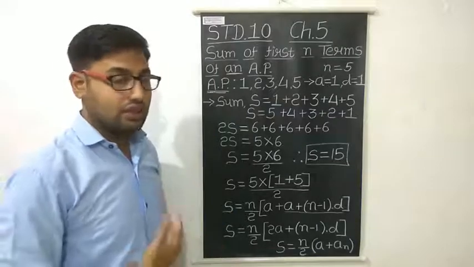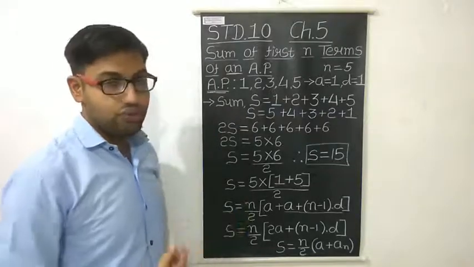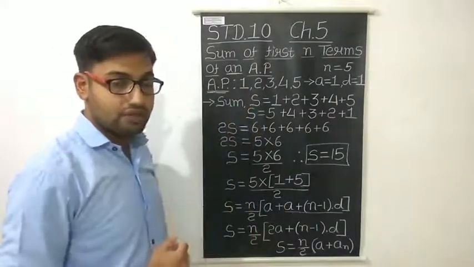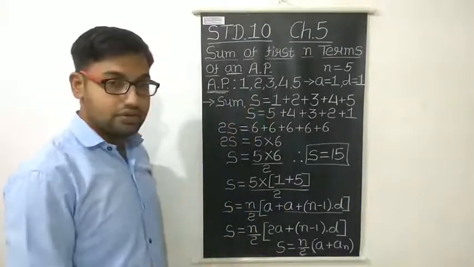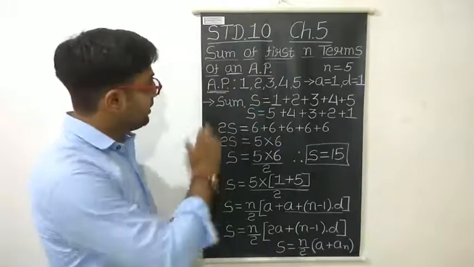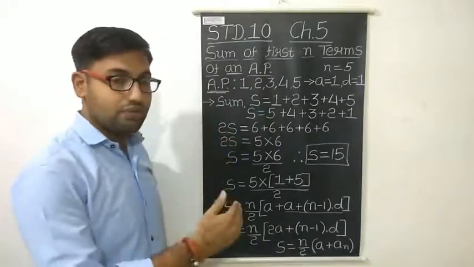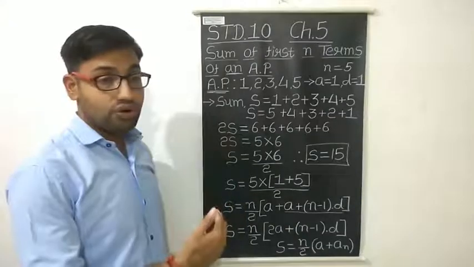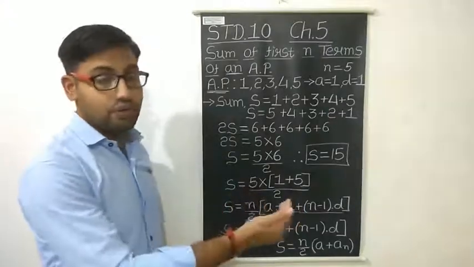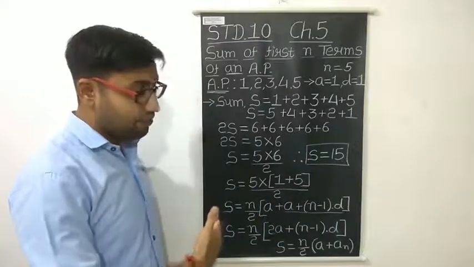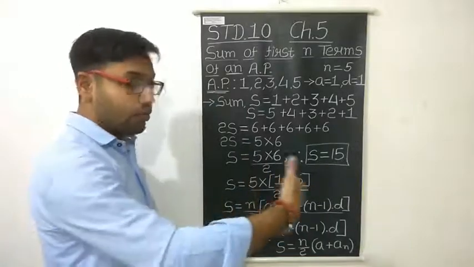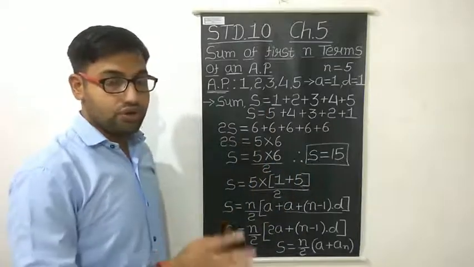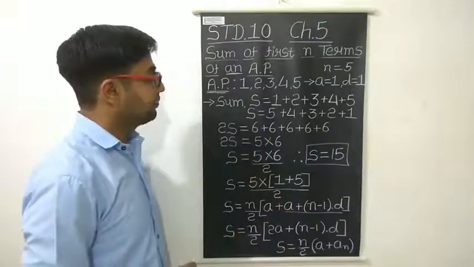N terms means if you want to add the 5 terms of an AP, then we can say the sum of the first 5 terms. If you want to add 20 terms, then it is the sum of the first 20 terms. But remember one thing, we do not have to choose random numbers from the AP. We have to start from the first term and go up to whatever we want to add, right? We do not have to skip any number, right?